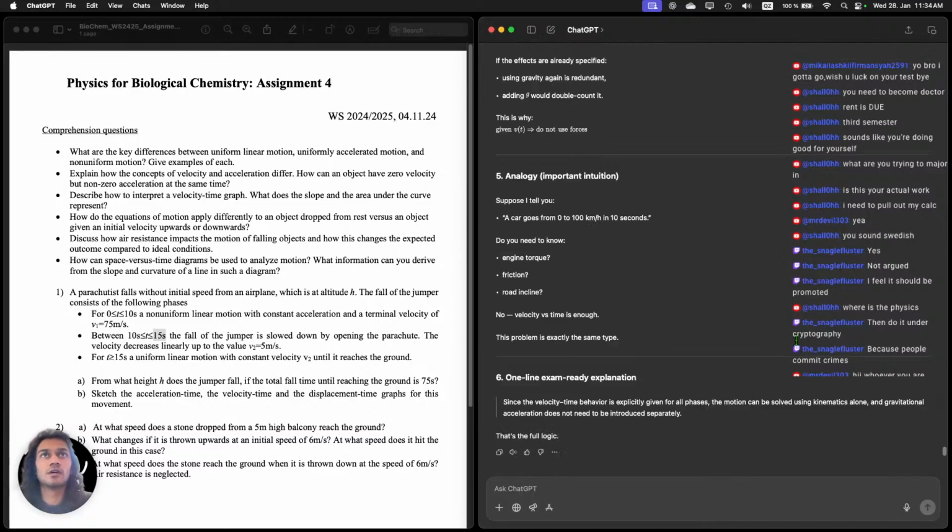Okay, so now, how do I find the total height from where the jumper jumped off?